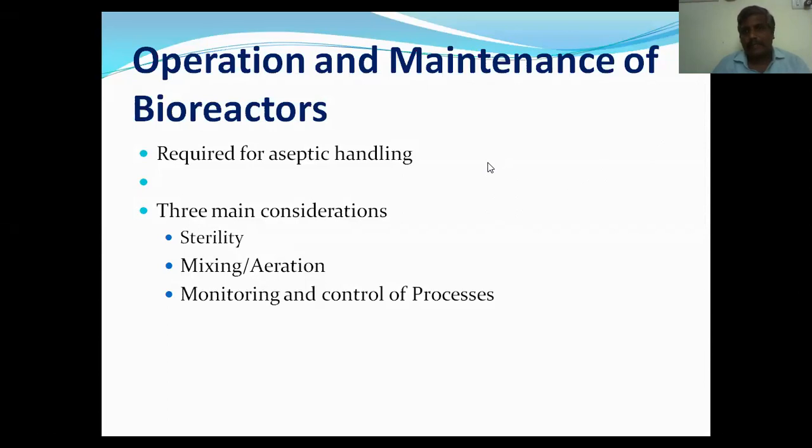Operation and maintenance of bioreactor is mainly required for the aseptic handling of the fermenters. Aseptic handling is the most important aspect of bioreactor maintenance as well as operation. There are three main considerations. Number one is sterility. You have to maintain the utmost sterile condition. Second, you have to take care of the mixing as well as aeration in a proper manner and at an optimized speed. And you have to also monitor and control the process. The process has to be always monitored to maintain uniformity, as well as to control the process if the conditions go adversely, lower or higher.